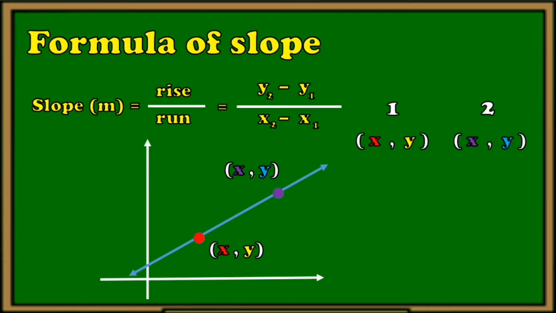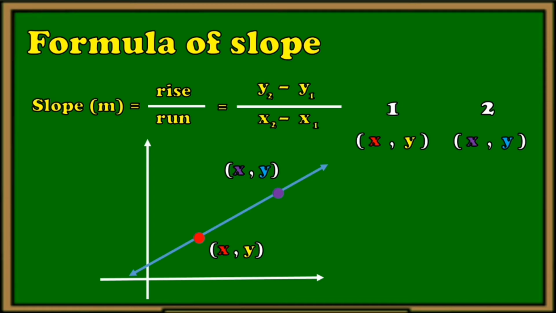But the coordinates can interchange. If you want to write the violet x and blue y under 1 and the red x and yellow y under 2, it's still okay. But for this example, under 1, that is the red x and yellow y. And under the number 2, we have violet x and blue y.